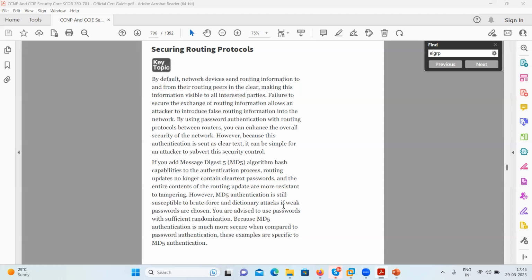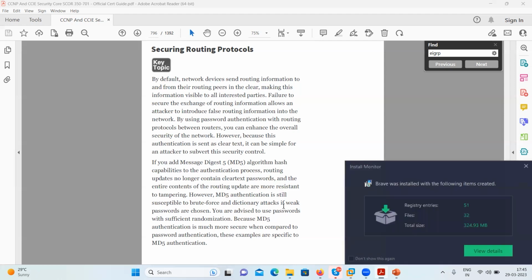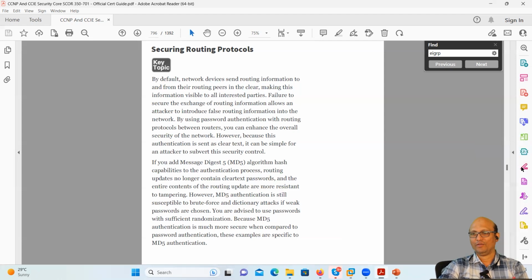Can I bring that food back again in a normal form? Not possible. It will turn into some junk. You know that. You cannot bring that food back. So in the same way, when it comes to message digest, when it comes to hash algorithms, it digests the message and comes out with some different output. And it is 100% more secure than clear text or plain text.